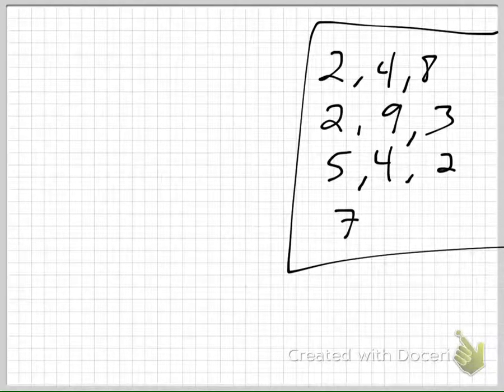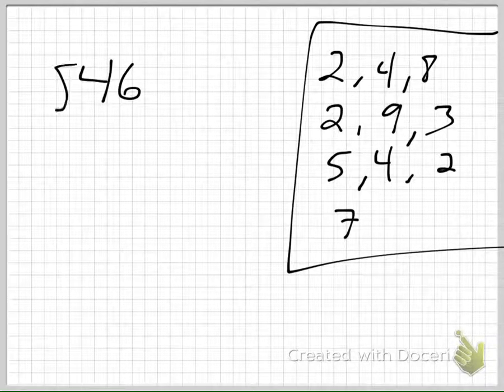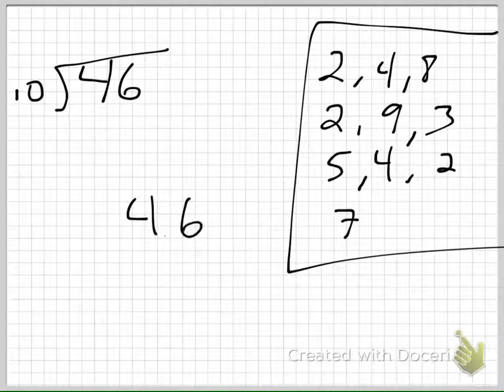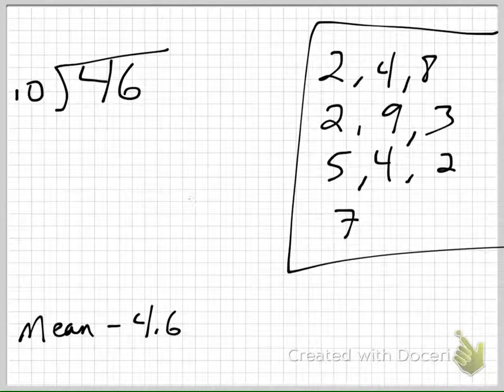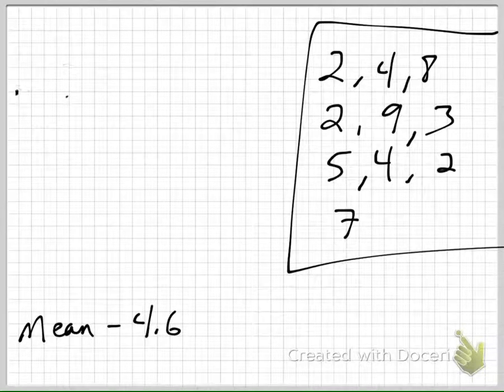So 2 plus 4 plus 8, that's 14, 16, 25, 27, 28, 37, 46. So this adds up to 46, okay? And then I'm going to divide that by the total number of numbers, which is 10. 46 divided by 10 is 4.6. So here's the deal. The mean of this data is 4.6. That's the average. Does that make sense? The average of this data is 4.6.